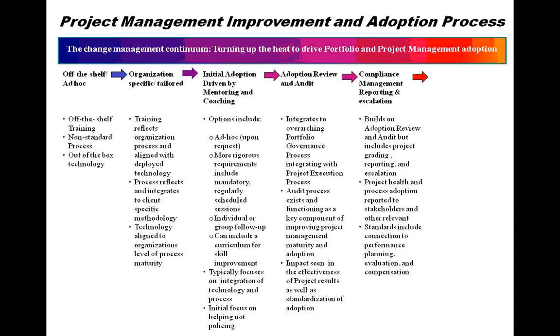I've seen processes that work well where there's some kind of a grading system in terms of project health. We then report on that health, and depending on the health, or unfortunately sometimes lack of health of an initiative, we think about escalation. Okay, so the project health and process adoption reported to stakeholders and other relevant parts of the organization. So here we see the steering committees, we see all the things that happen at the portfolio governance level. How do we make sure that connection happens from the projects and that it happens in some kind of a standard fashion? So how do we drive adoption? Well, oftentimes standards are connected to performance planning, evaluation, and compensation plans.